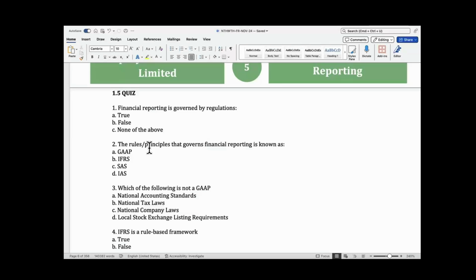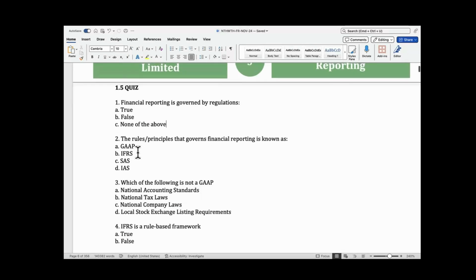True, sir. Okay, good. That's correct. Number 2, the rules or principles that govern financial reporting is known as A, GAAP, B, IFRS, C, SAS, D, IAS. GAAP. That's correct. So the next: which of the following is not a GAAP? A, National Accounting Standards, B, National Tax Law, C, National Company Laws, D, Local Stock Exchange Listing Requirements. National tax law. Yeah, that's correct.